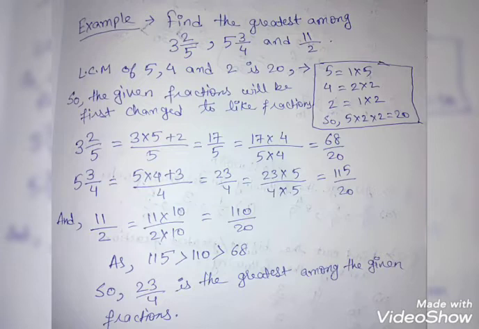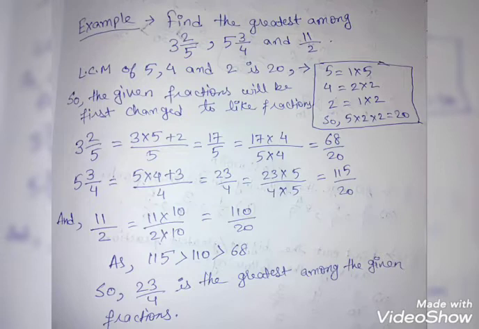So 5 into 2 into 2 will become 20. We are not taking the 2 three times. We are writing 2 only 2 times. Remember this. This is the rule of LCM. The same numbers are not repeated. If the same numbers are there, they will be taken only once. So the given fractions will be first changed into like fractions, because now we have the LCM.